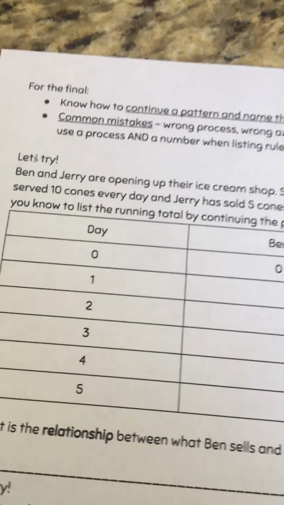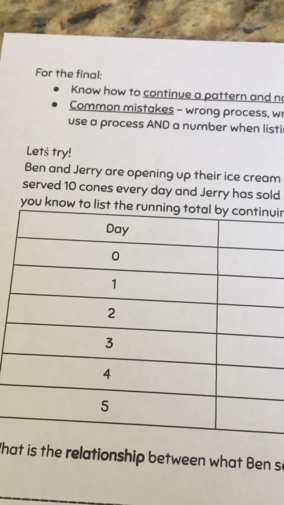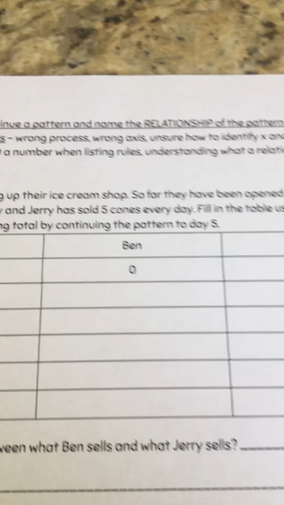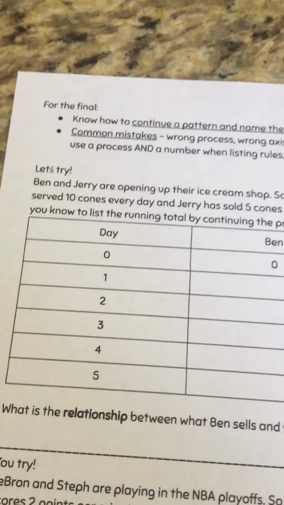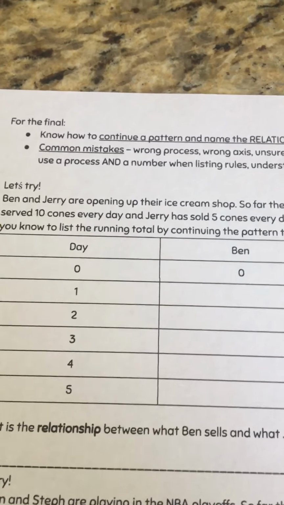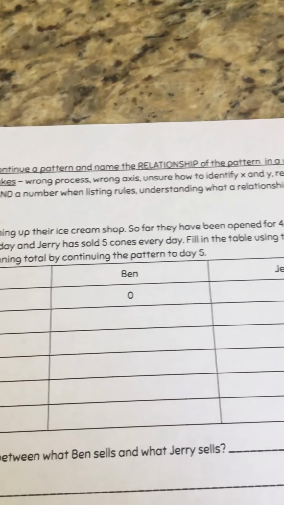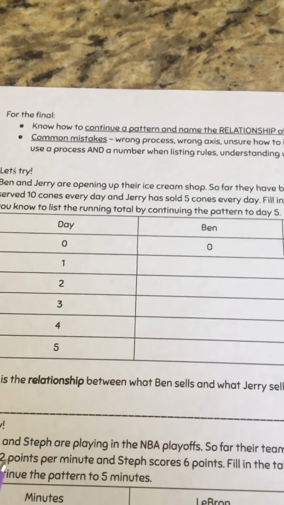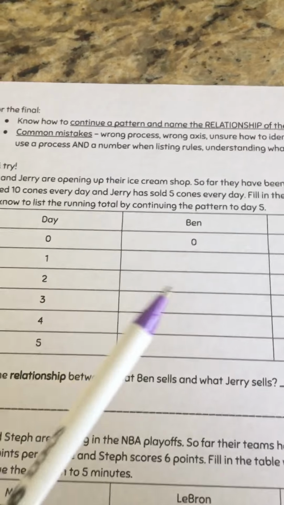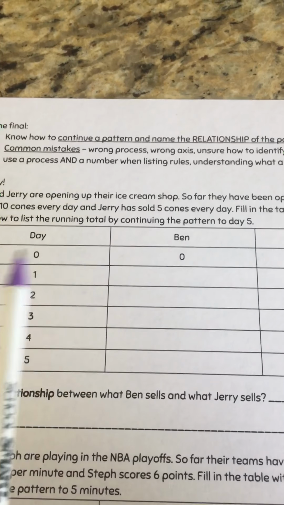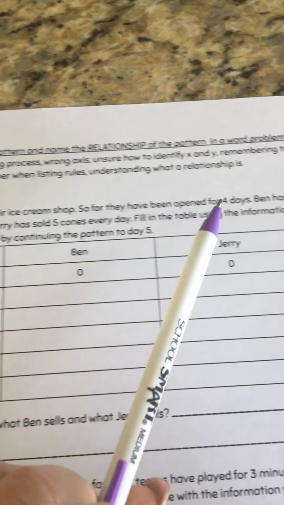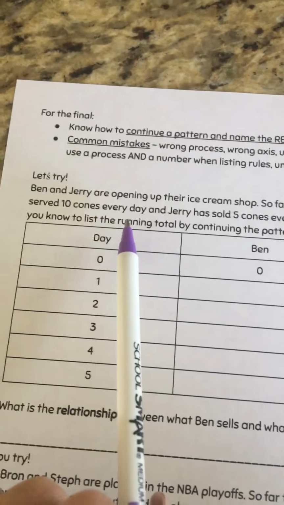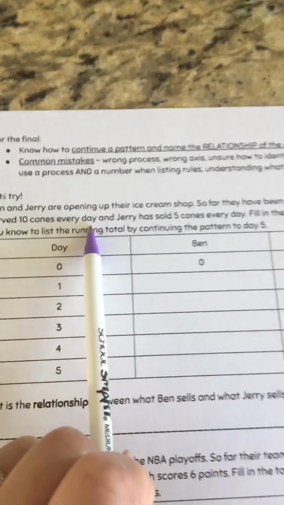So here is our problem. Ben and Jerry are opening an ice cream shop. So far, they have been open for 4 days. Ben has served 10 cones every day, and Jerry has sold 5 cones every day. So fill in the table using the information you know to list the running total by continuing the pattern to day 5, okay? So right now we know the rule is that Ben has sold 10 cones every day, and Jerry has sold 5.